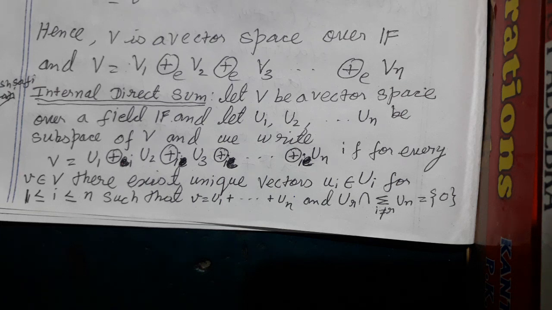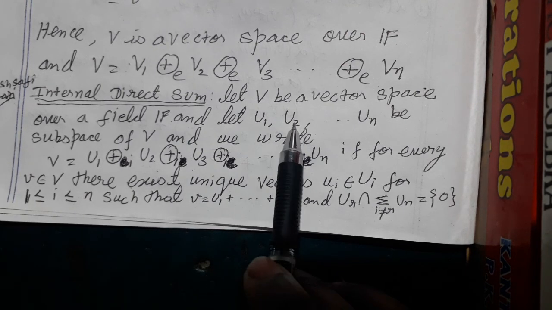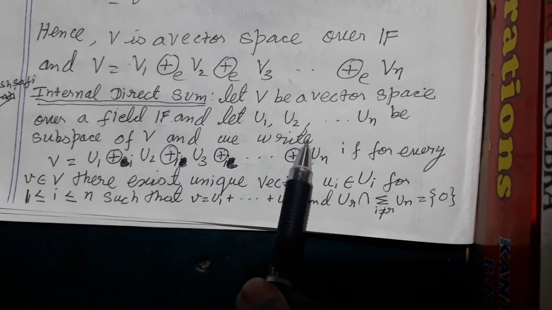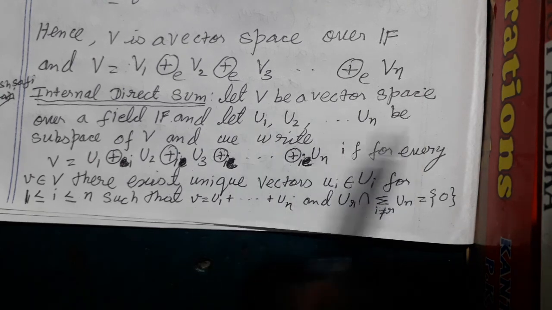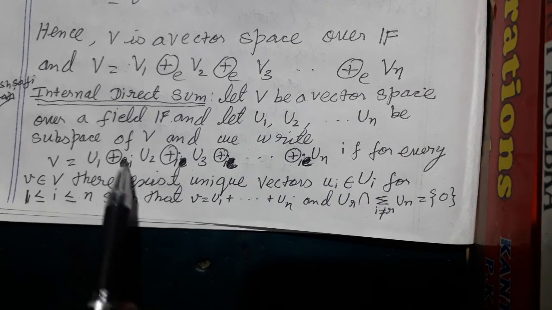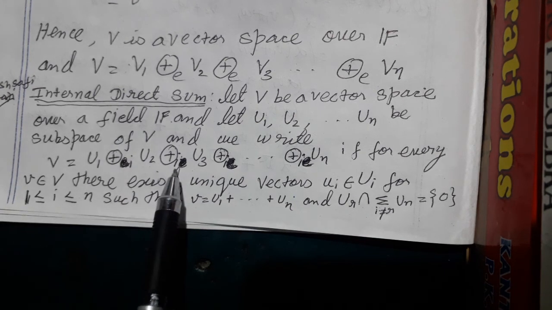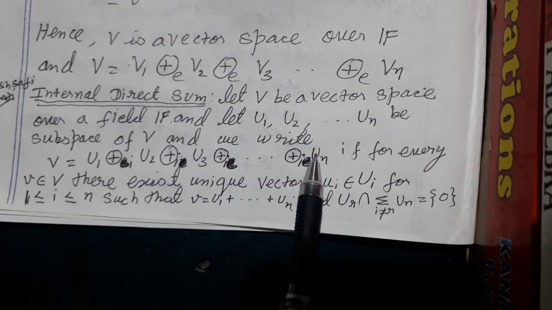In this video, I'm going to explain the internal direct sum. Let me take a vector space V and a collection of subspaces of V. So I'm taking the subspaces of V as U1, U2, till Un. Then this V can be written as the summation U1 ⊕ U2 ⊕ U3, and so on till ⊕ Un, where ⊕ means internal direct sum.